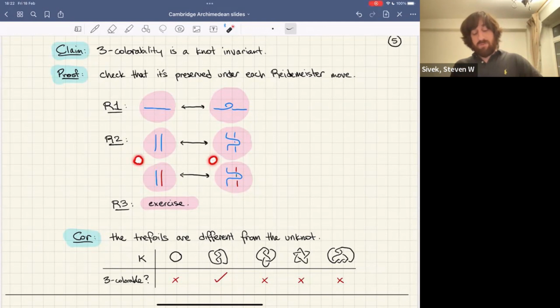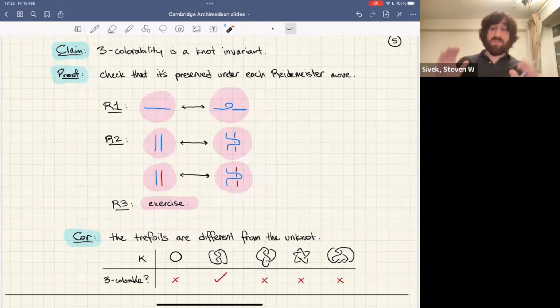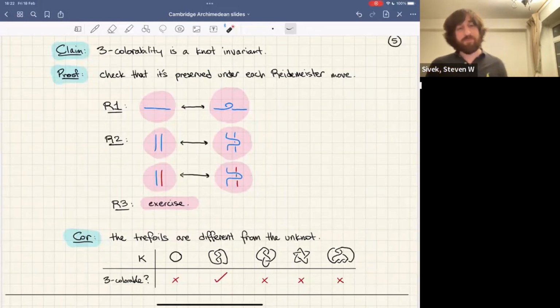And so by the rules for 3 coloring, if there were blue and red meeting at this crossing, there must have also been green there. And then the same was true over on this side. So yeah, I agree. There are details to check like exactly that. And that's part of why the Reidemeister 3 move is annoying, but doable. But yeah, it does still work out, I promise.